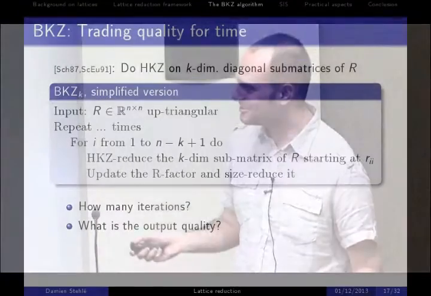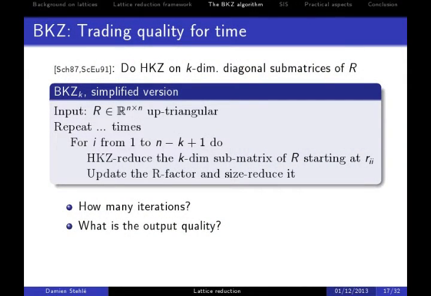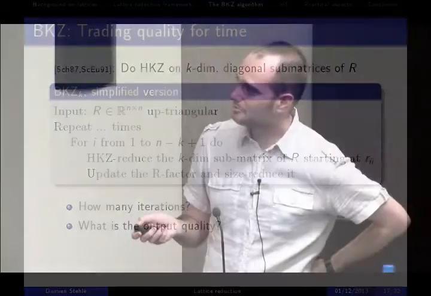So how many iterations and what is the output quality? This algorithm was proposed by, actually it's not Schnorr's 87 algorithm. In 87, Schnorr proposed another algorithm for which he had a complexity analysis. It was looking about the same, but a bit different, and in practice much less interesting. But he could do an analysis. And in 91, he proposed this algorithm in a paper with Euchner, but they didn't have an analysis. They just observed that for small block sizes, this runs very fast.